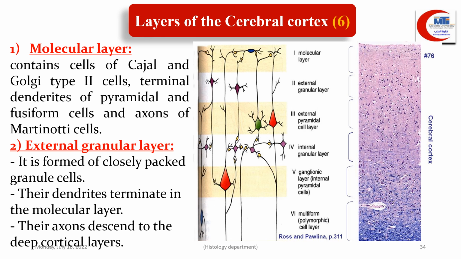Each one separately. The first one is called molecular. What about the molecular layer? You must know that it contains the cells of Cajal and Golgi type 2 cells. It contains also terminal dendrites of pyramidal and fusiform cells and axons of cells of Martinotti. As regards the second one, which is called external granular layer, it is formed of closely packed granule cells, containing also their dendrites that terminate in the molecular layer. Their axons descend to deep cortical layers.